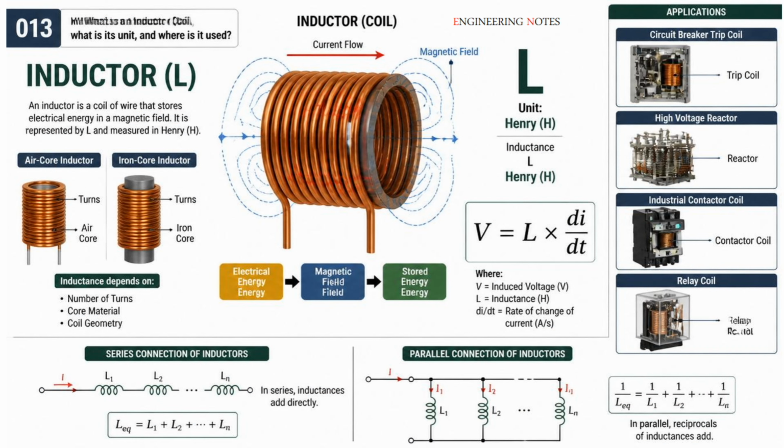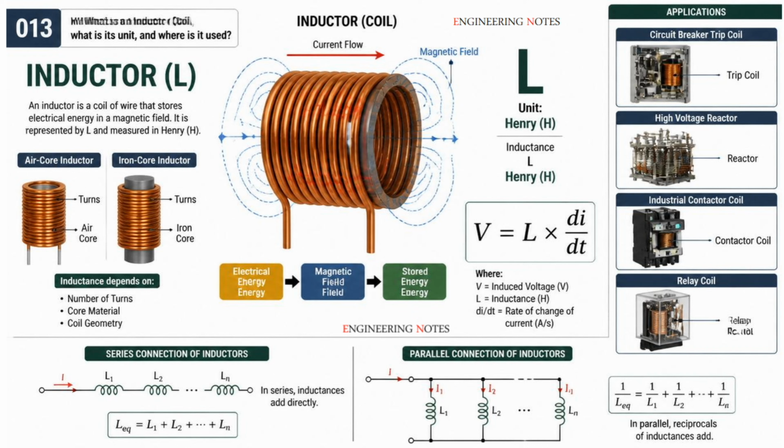Question 13. What is an inductor? What is its unit of measurement, and can you give an example of it? An inductor is a coil of wire that can store electrical energy in the form of a magnetic field. The voltage induced across an inductor is proportional to the rate of change of current flowing through it. An inductor is represented by the symbol L, and its unit of measurement is the Henry, H.